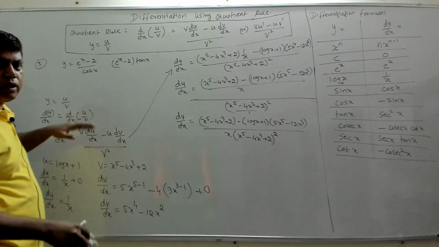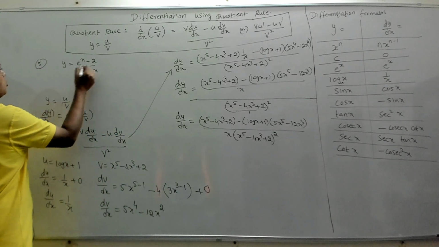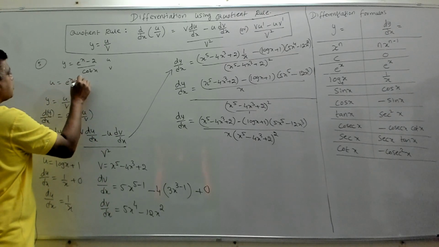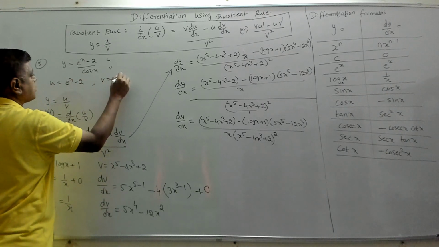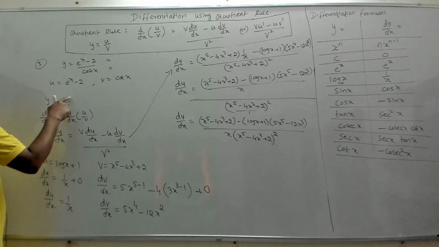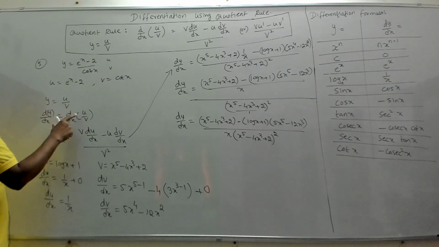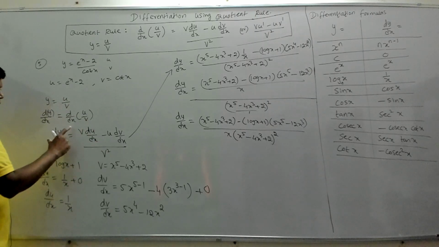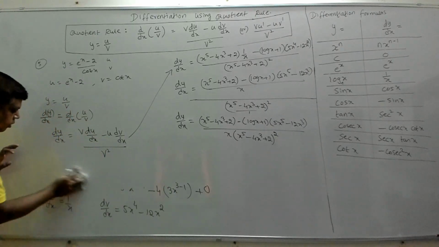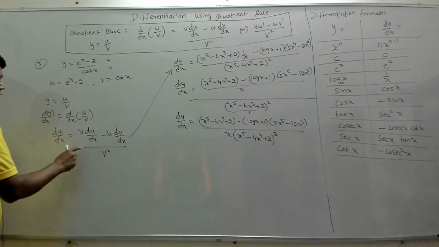But since here we are doing the quotient rule, I'm keeping it as a quotient. So again we'll take the numerator as u, denominator as v. So our u is e power x minus 2 and our v is cot x. Then our y becomes u by v. So d by dx of this is d by dx of u by v, the same thing. Then now we should find all the values of these and then substitute.